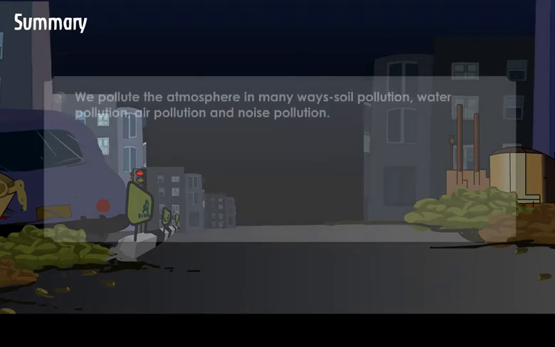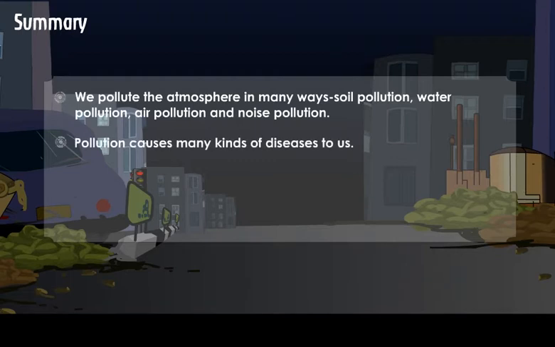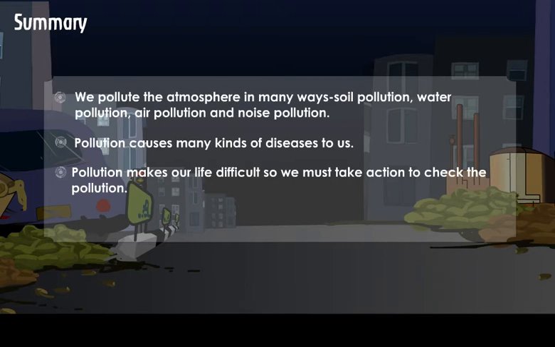Summary. We pollute the atmosphere in many ways. Soil pollution, water pollution, air pollution and noise pollution. Pollution causes many kinds of diseases to us. Pollution makes our life difficult, so we must take action to check the pollution. We can start checking it at our home itself.